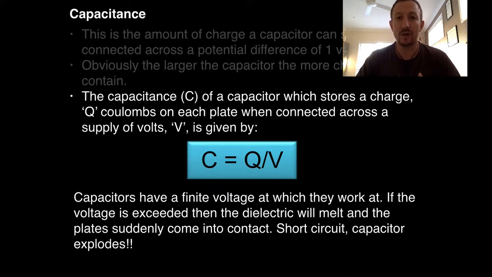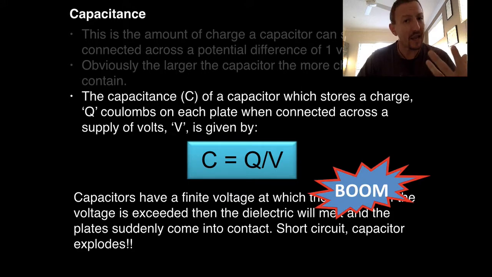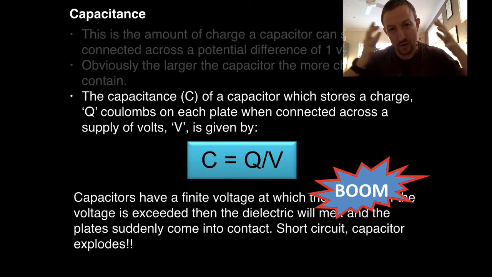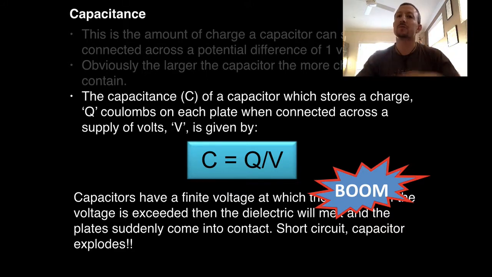As soon as it melts the dielectric, contact is made between the two plates. As soon as the two plates are in contact, boom, we're going to get an explosion because we're going to have a massive flow of charge from one plate to the other with no resistance at all. So all that energy is just going to fly through. That's enough to produce a spark. Sparks in electrical circuits isn't a good thing.